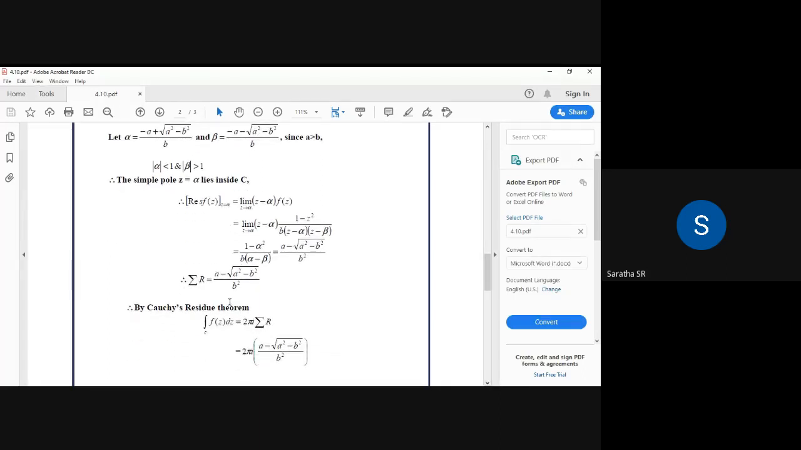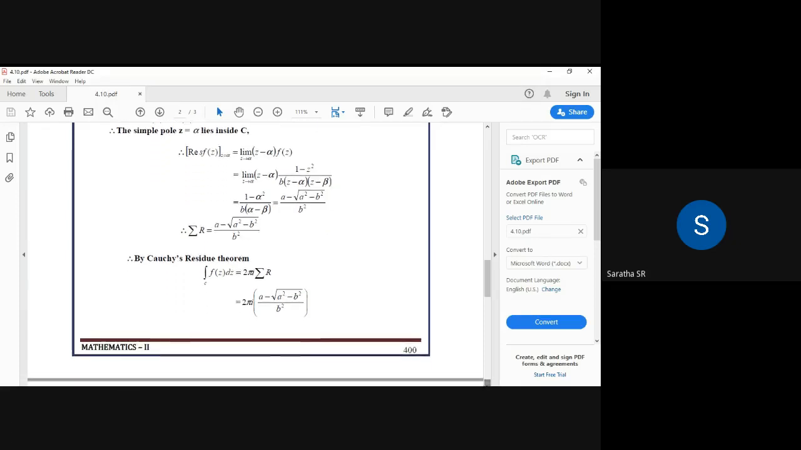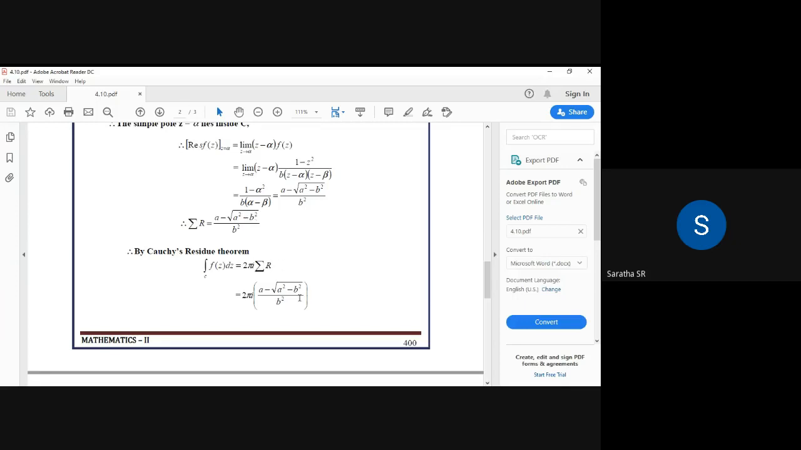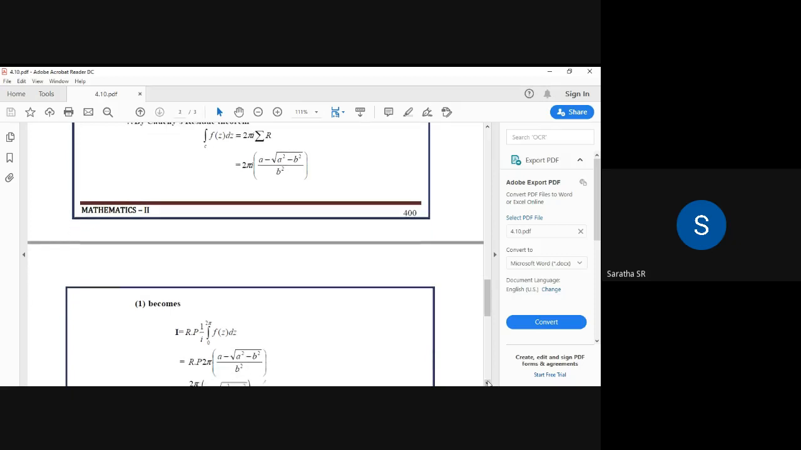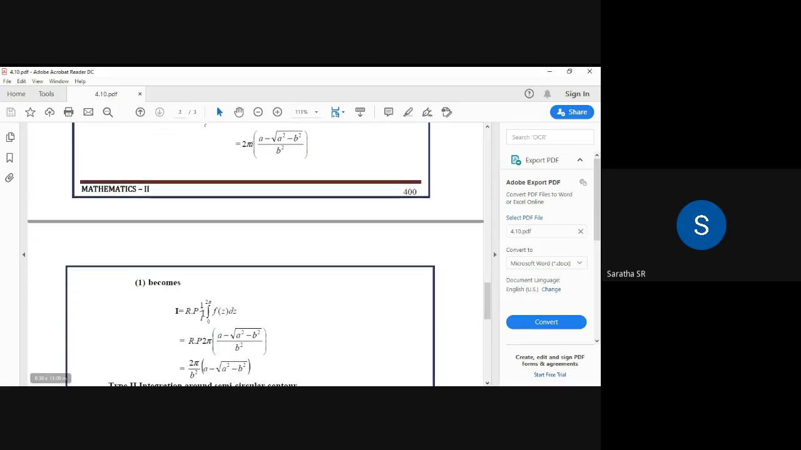After getting this residue, we can find this integration. That is our main aim. Instead of finding the trigonometric integral, we convert it in terms of complex numbers, and then we do the integration. The integral of f of z is 2 pi i into the sum of the residue. So here we have 2 pi i into a minus square root of a square minus b square, divided by b square. We got it.